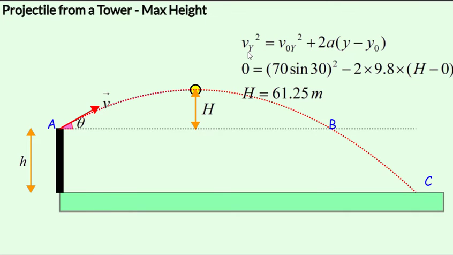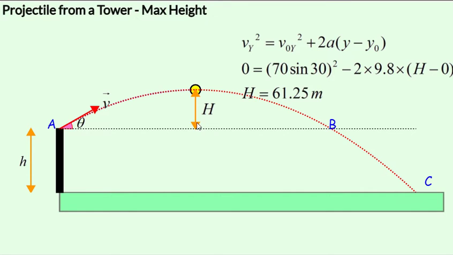The final velocity at the topmost point is 0. The initial velocity at A, the launch point, is 70 sine 30 and is positive since it is in the upward direction. The acceleration is minus 9.8 since that is in the downward direction.